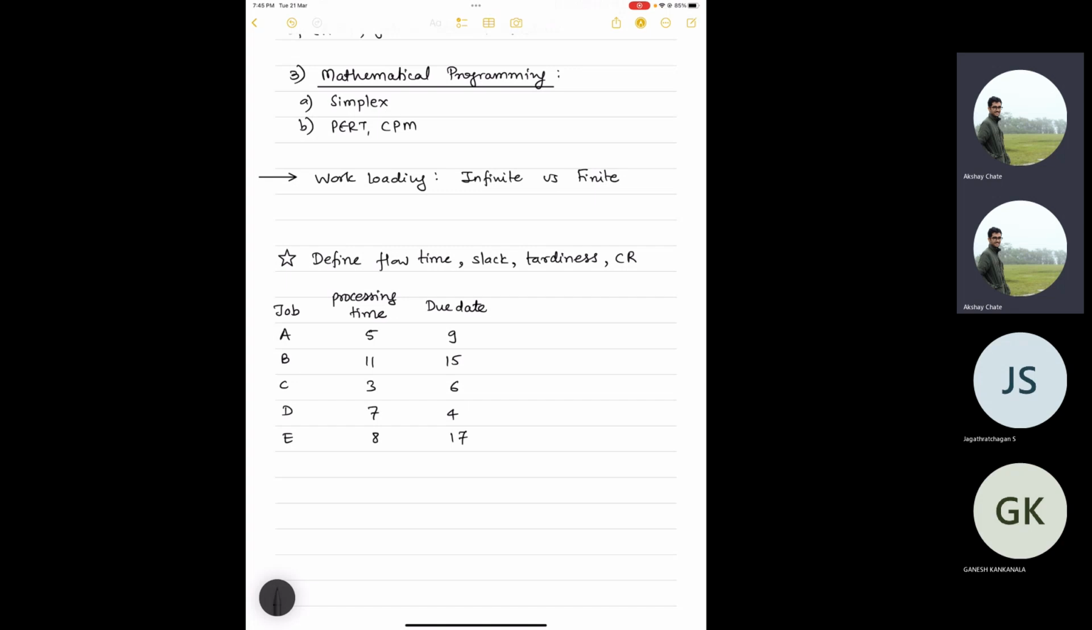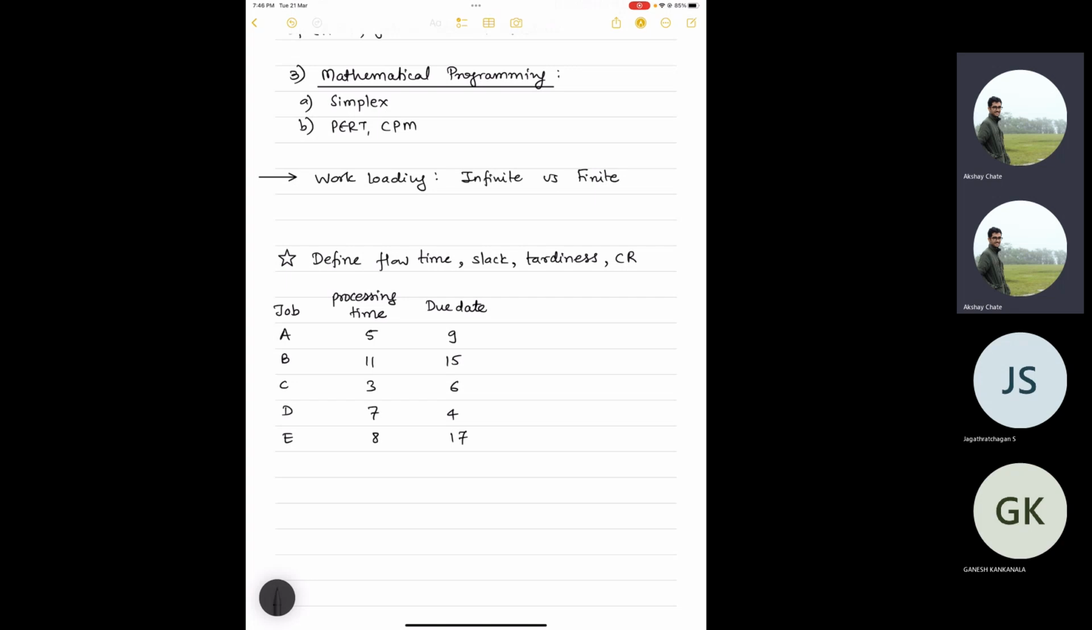So let's see what we can do. This is our job. We have to produce these 5 jobs considering the given constraints. A job requires 5 days of work to finish, whereas it is due in 9 days from today.